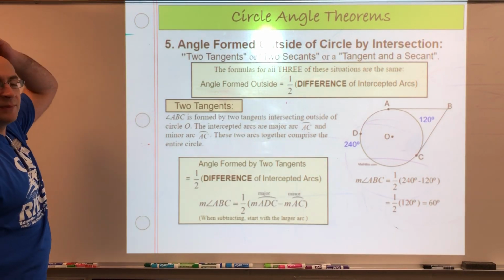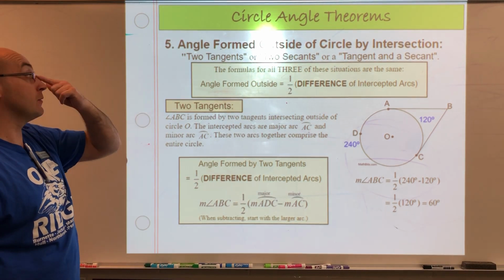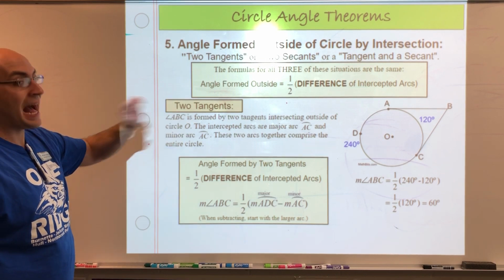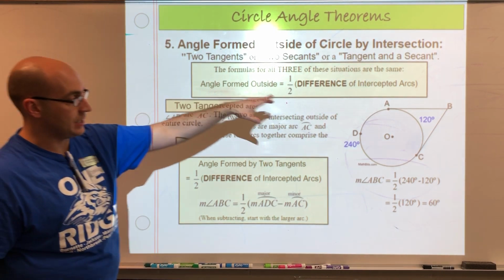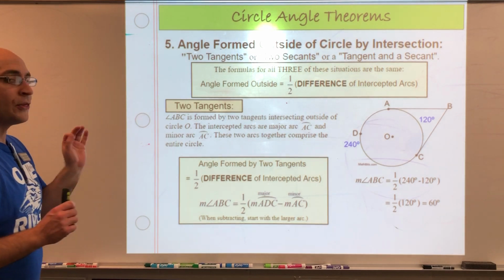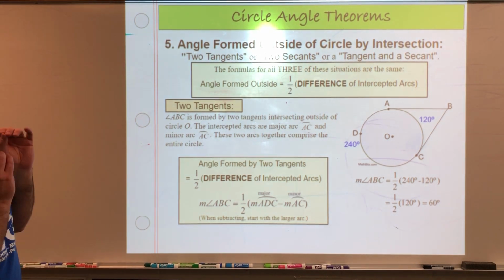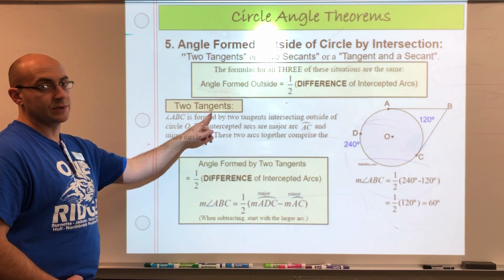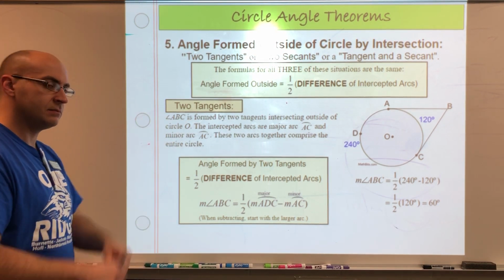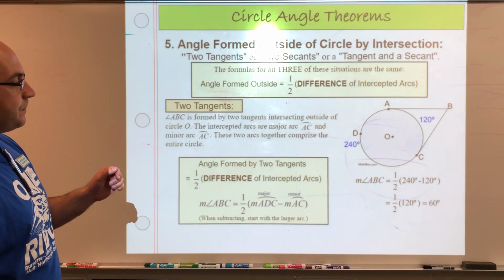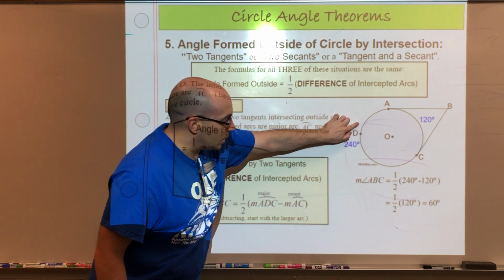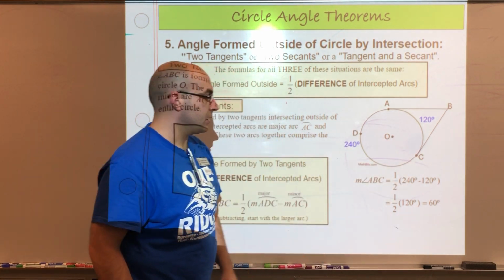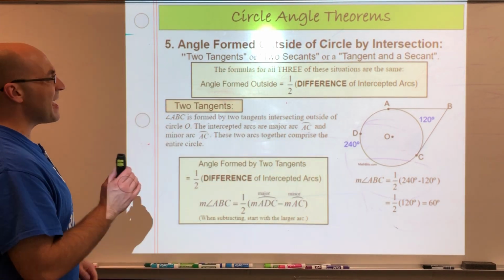All right, Theorem 5 has a couple of subsections, 3 in fact for right now. The first one is angle formed outside of circle by intersection, outside of the circle, 2 tangents, as you can see by the diagram here. Now, all 3 of these subsections have the same exact methodology, but you do have to make sure you're very clear on how this works out with the actual tangent secant kind of. Right. So 2 tangents, major arc minus minor arc, okay, divided by 2. And that will give you the angle.